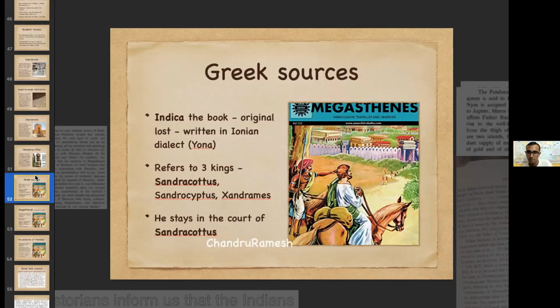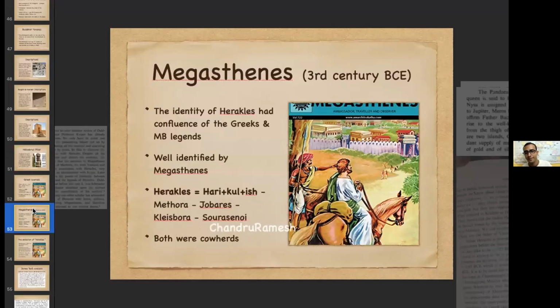He writes this book in the Ionian dialect, in Ionian script, and he stays in the court of Sandrakotas. He has written several things, but he gives a very interesting reference. He says there is a personality called Heracles. Heracles is again a Greek god. But he says Heracles is being worshipped in a place called Mithra.